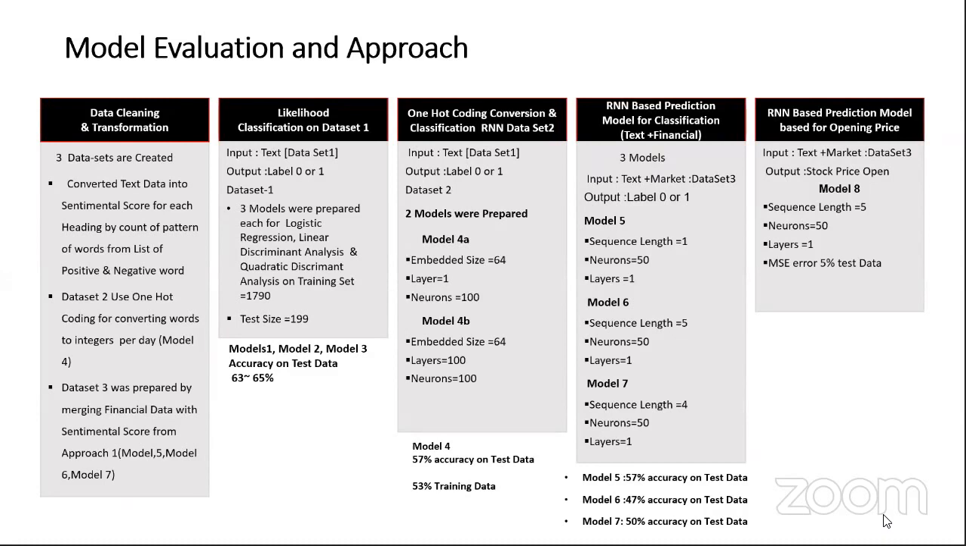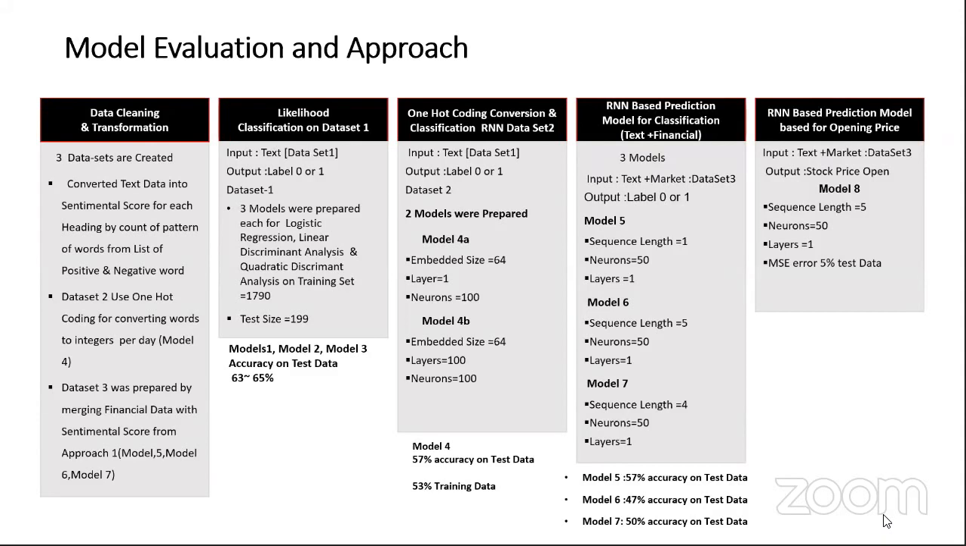So I merged both the data together. When I say sentimental score, I actually summed up the sentimental score for each day, rather than taking it for each heading or each newspaper item on the website. I combined them together for each day.